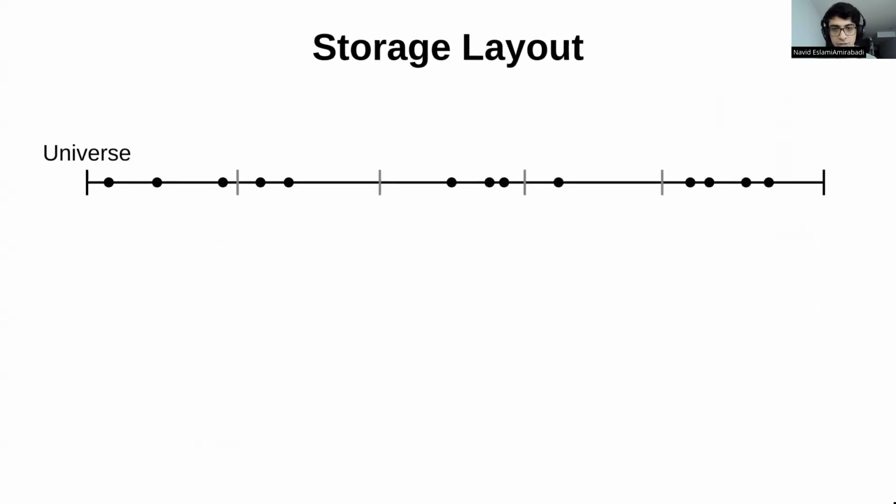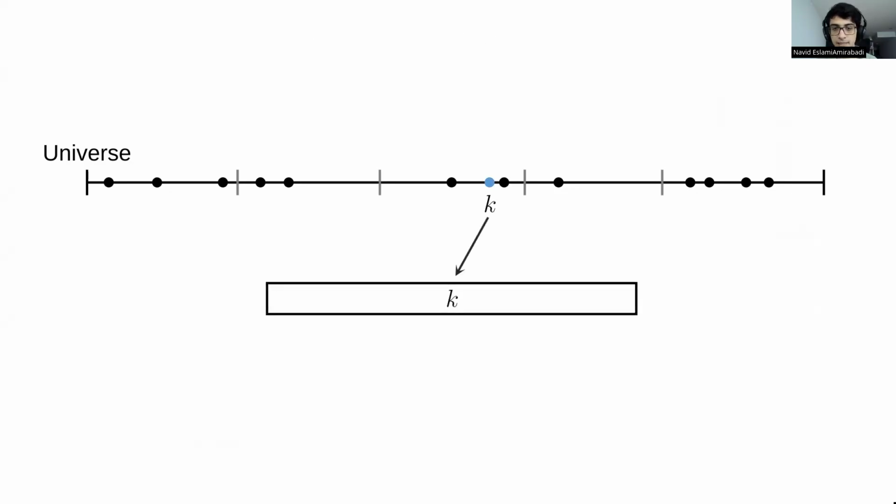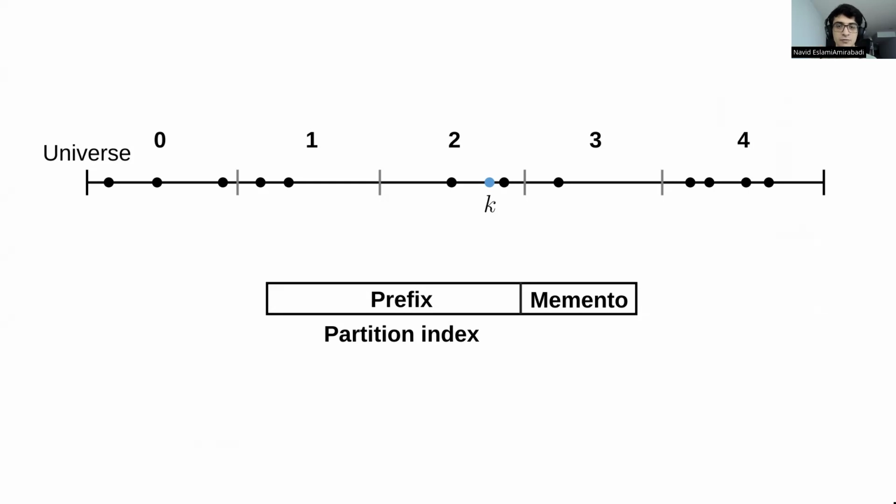Okay, so the storage layout depends on how this partitioning scheme is done. The way Memento filter does this partitioning is it takes each key and looks at its binary representation. Then it splits this binary representation into a prefix and a short suffix, which we call a memento. The prefix is going to be the partition index that the key is a part of. So in this particular case, we have 5 partitions in our universe, 0 to 4. And the prefix is going to be, for key K, 2. It's going to be the index of the partition that it's in. And the memento is simply going to be the offset of the key from the beginning of the partition.